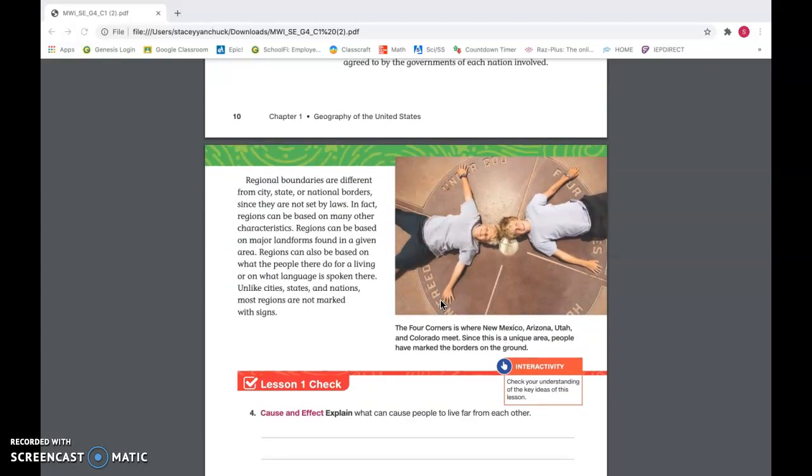Regional boundaries are different from city, state, or national boundaries, since they're not set by laws. In fact, regions can be based on many other characteristics. Regions can be based on major landforms found in given areas. Regions could also be based on what the people there do for a living or what language is spoken there. Unlike cities, states, and nations, most regions are not marked with signs.